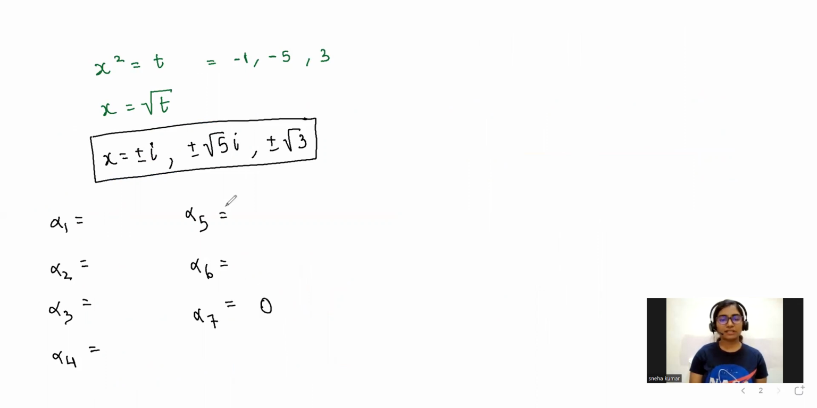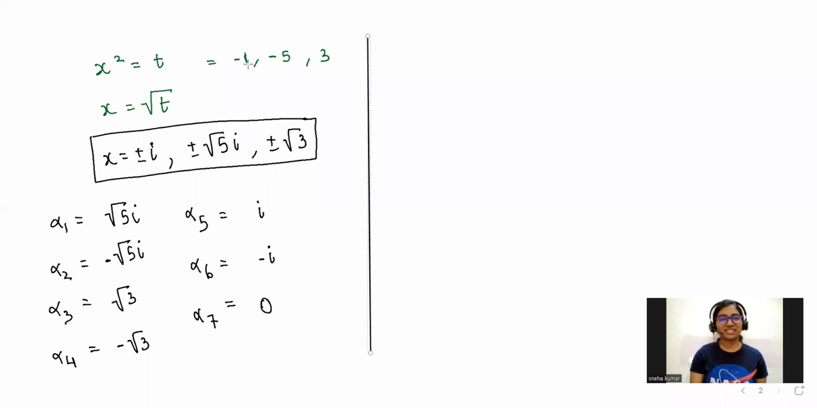What about alpha 6 and 5? So they're talking only about the magnitude. So by considering the magnitude, I get alpha 6 is equal to minus i, plus i, then minus root 3, plus root 3, minus root 5i and plus root 5i. Now, since we got the values, we could just directly substitute to get the final answer. So we are just one step away from the solution.